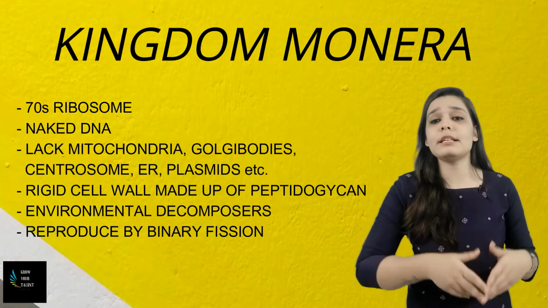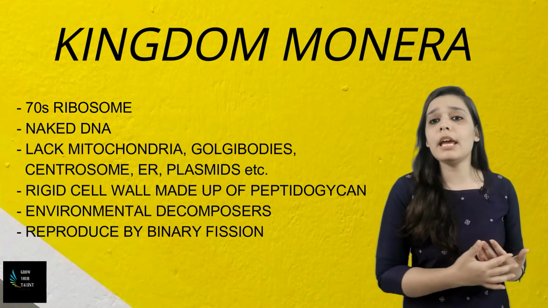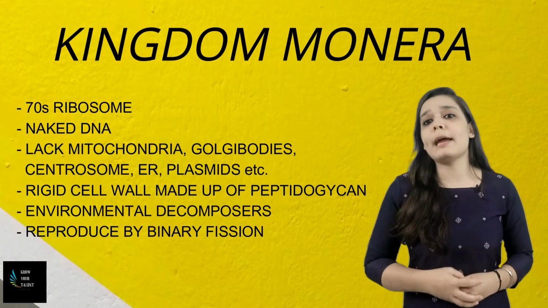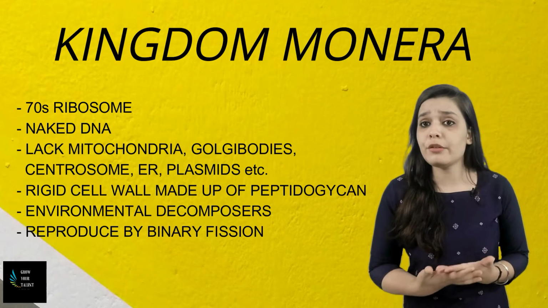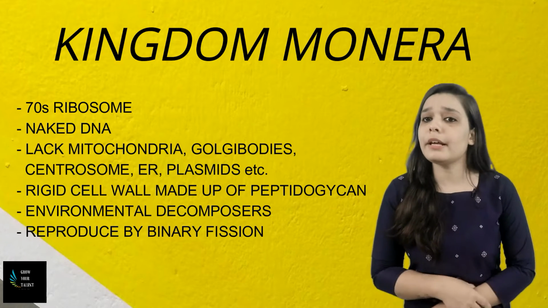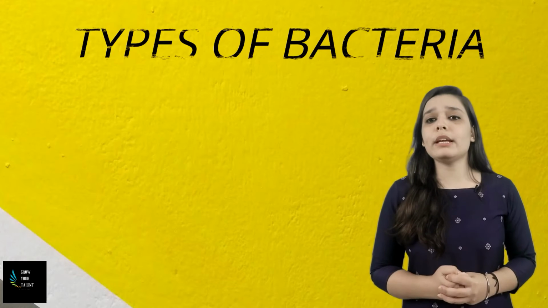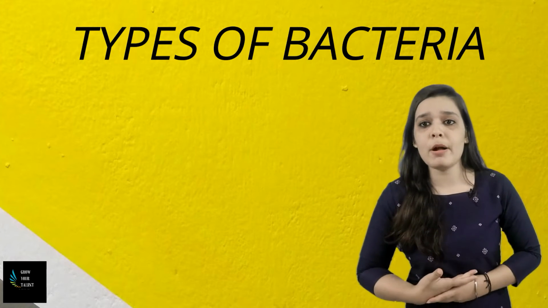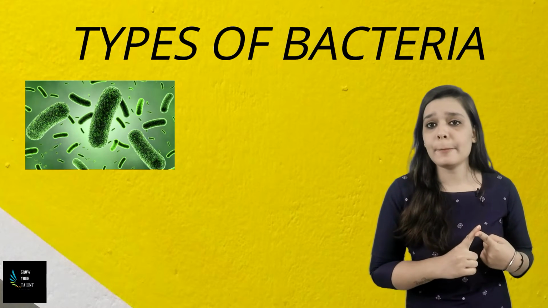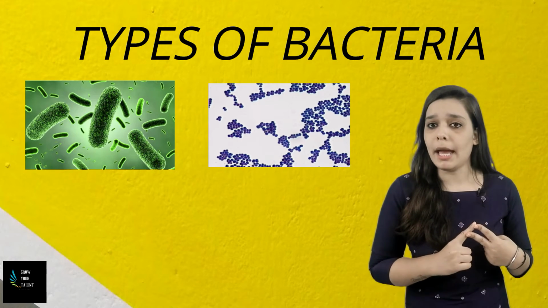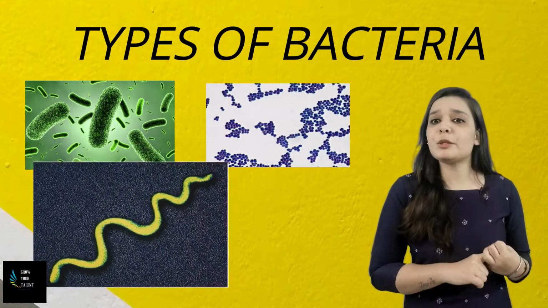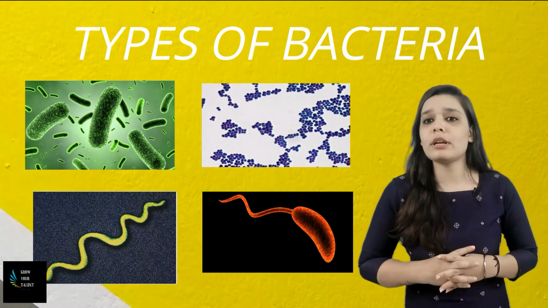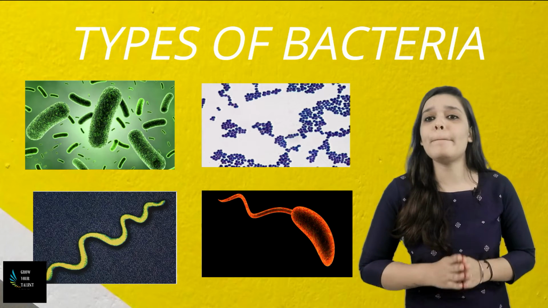As you know, they are present everywhere on the earth. They are environmental decomposers. They reproduce by binary fission. Binary fission is the process of their reproduction. Now we can categorize bacteria into 4 basic categories according to their shape. The first one is bacilli, second is cocci, third is spherical, and fourth is vibrio. All these 4 categories are according to the shape of the bacteria.